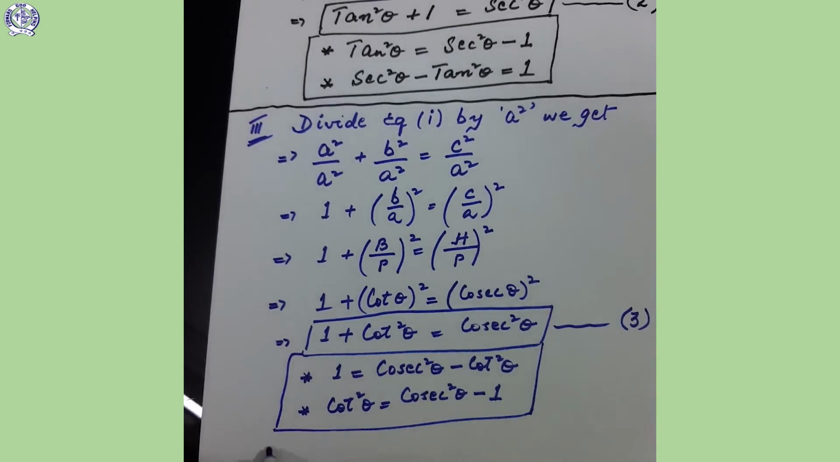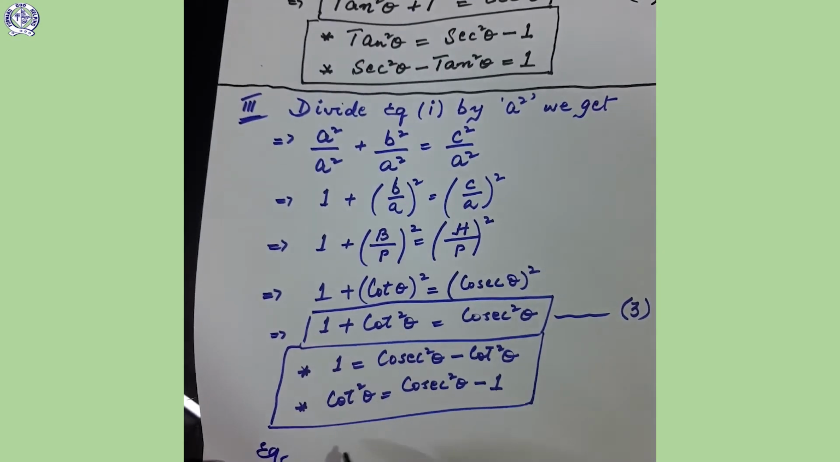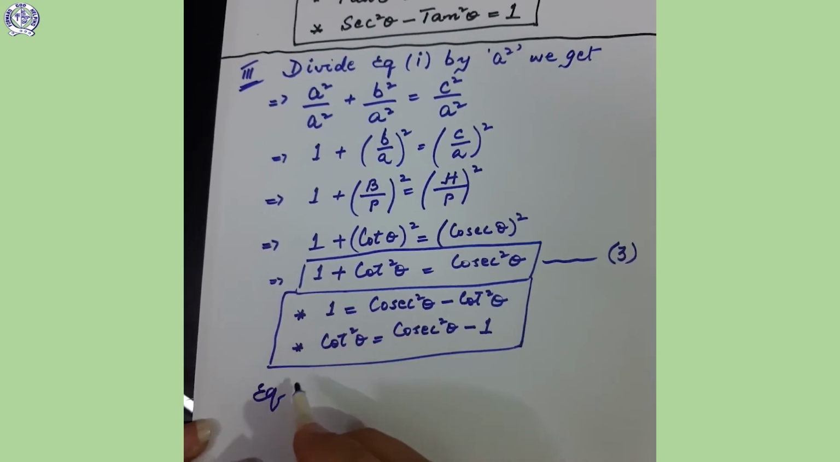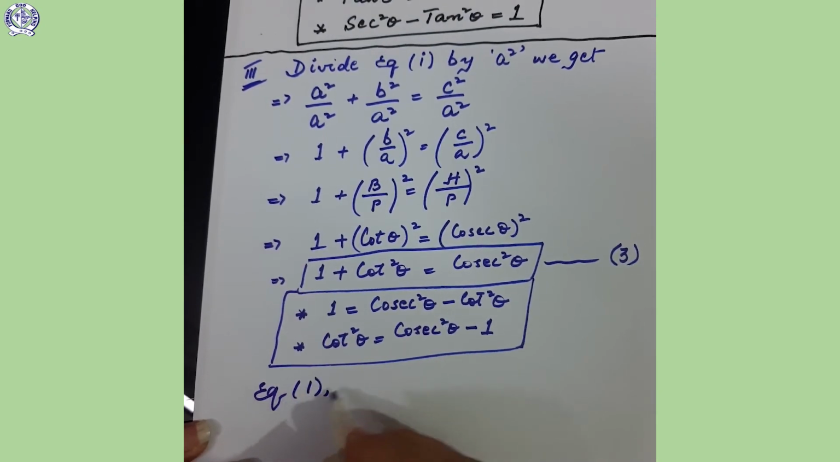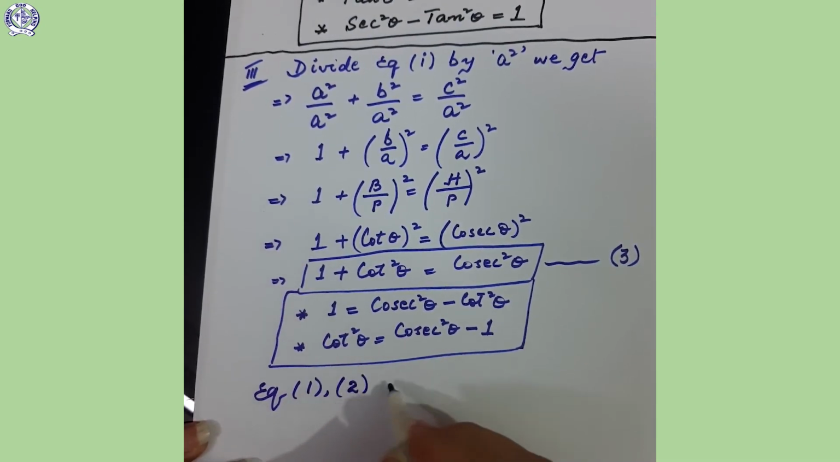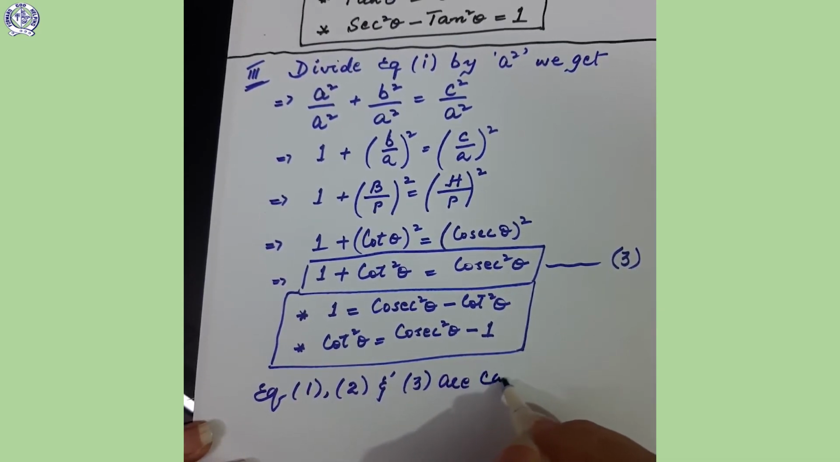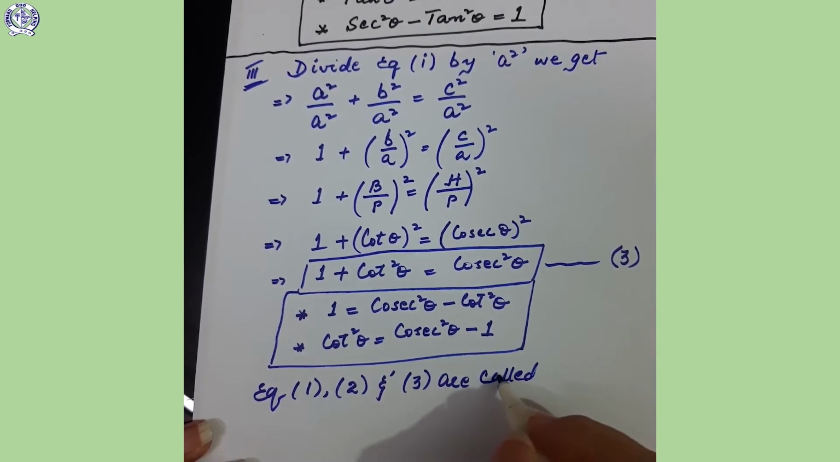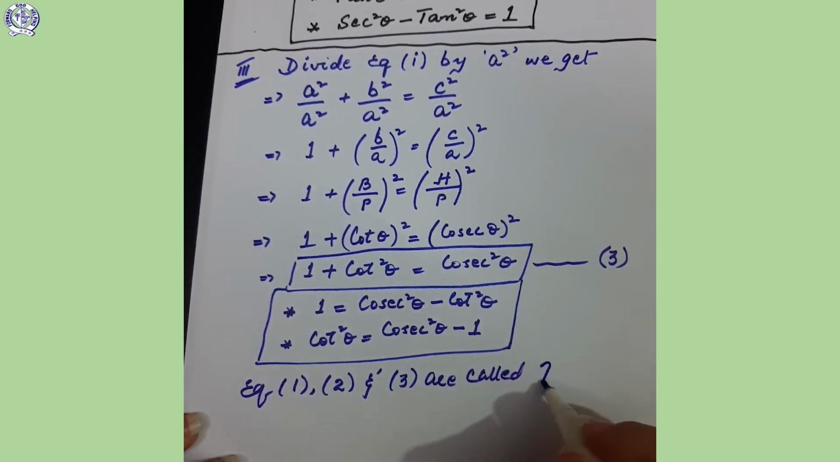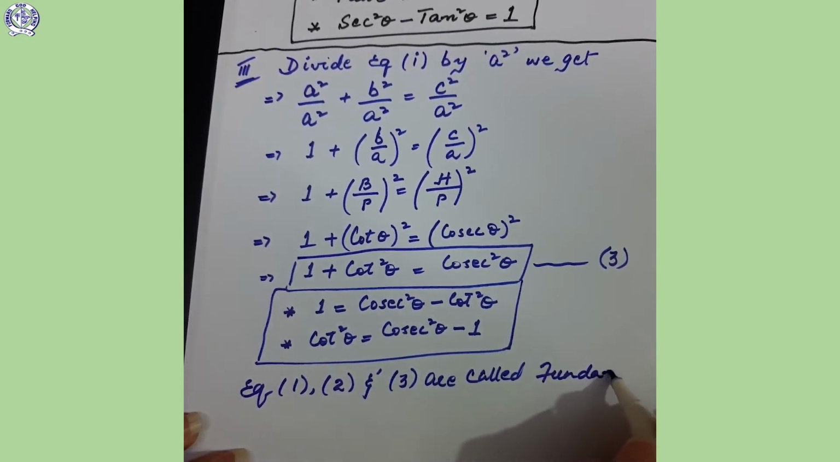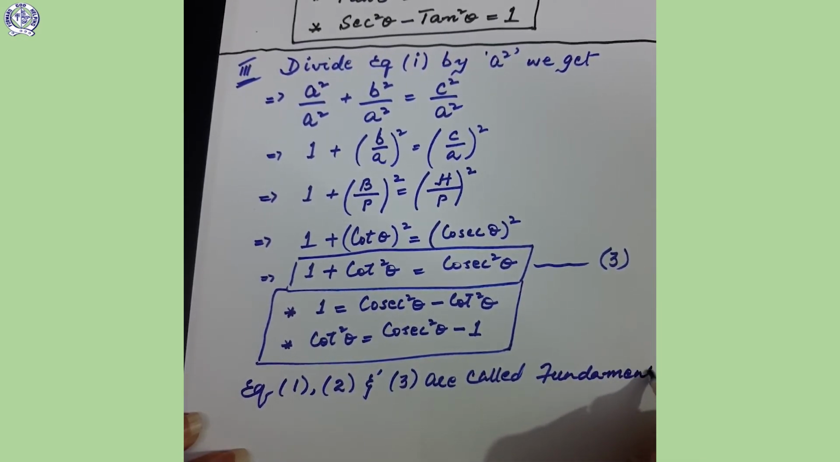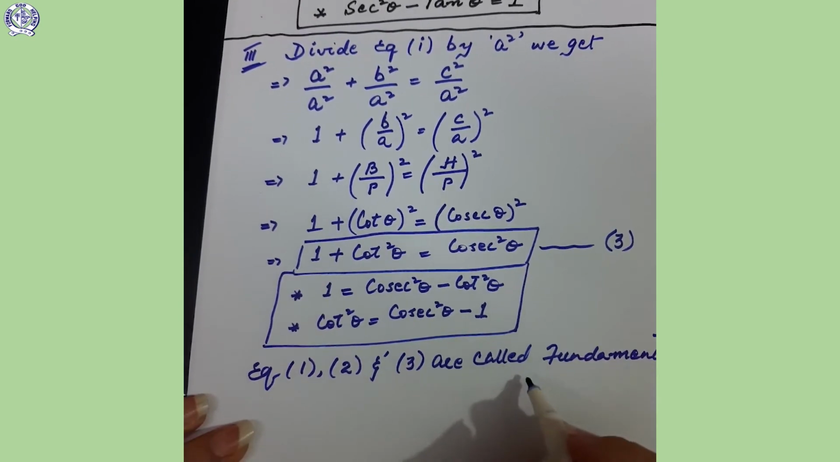So you can say that equation 1, 2 and 3 are called fundamental identities.